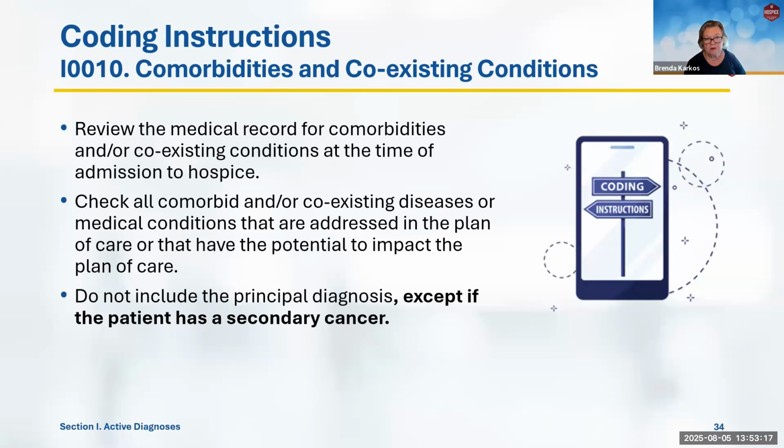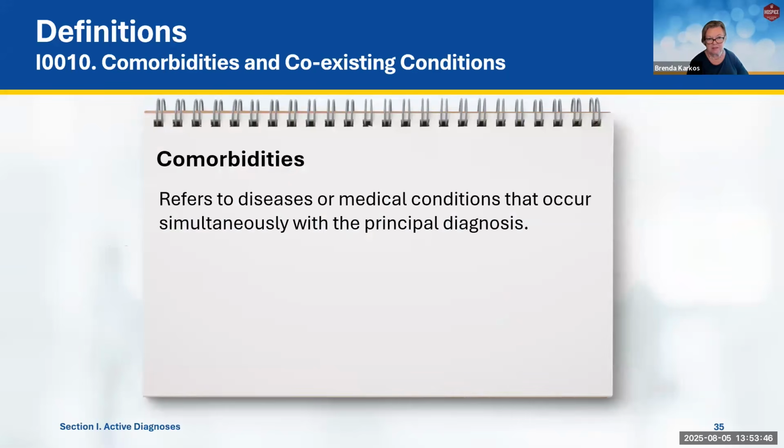So here is for comorbidities and coexisting conditions. You review the medical record. You're going to check all comorbid or coexisting conditions that are addressed in the plan of care or that might have the potential to impact the plan of care as time goes on. Don't include the principal diagnosis except if the patient has a secondary cancer. Selections for this item are not necessarily related to the principal diagnosis. It can be any comorbidity or coexisting condition. And here's a definition of what we mean by comorbidities. This just refers to diseases or medical conditions that occur simultaneously with the principal diagnosis.